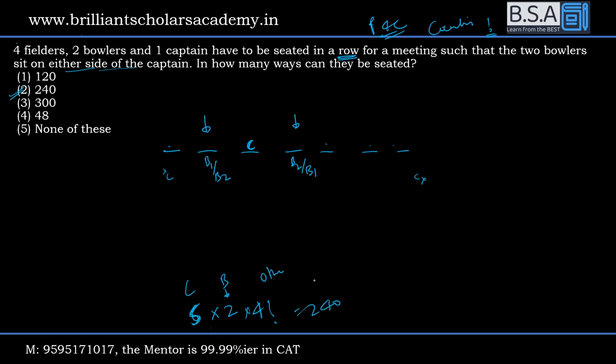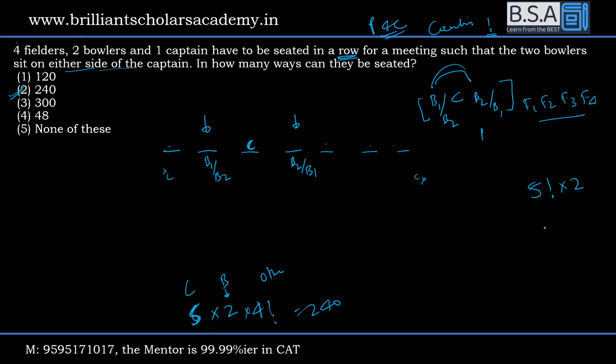ये कैसे शुरू किया हमने? We focused on the position first. Another way: let us say captain is C, bowlers are B1, B2, B2, B1. ये जहां जाएंगे साथ जाएंगे. इनके अलावा कौन से हैं फील्डर? फील्डर 1, फील्डर 2, फील्डर 3 एंड फील्डर 4. तो ये 1 plus 4, 5 factorial ways. उसमें can I rearrange these two within that? Yes.